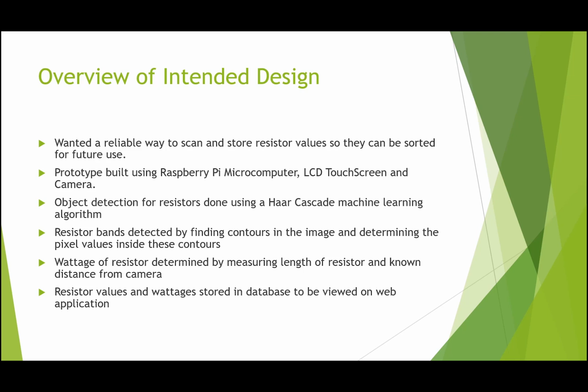The prototype was built using a Raspberry Pi microcomputer, a 7-inch LCD touchscreen display, and a Raspberry Pi camera. Object detection for detecting resistors in the view of the camera was implemented using a Haar cascade machine learning algorithm, and the resistor band detection was done by detecting contours in the image in the area where a resistor was identified and determining pixel values inside of these contours using a mask over the image. Wattages of resistors are determined by measuring the length of the resistor, as the scanning area always remains a fixed distance from the camera. After scanning, resistor values in wattages are stored in a remote database and are viewable from a custom website separated into sessions of resistor scans defined by the users of the scanner.